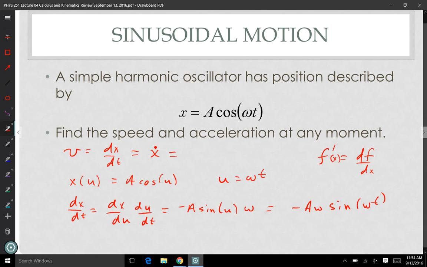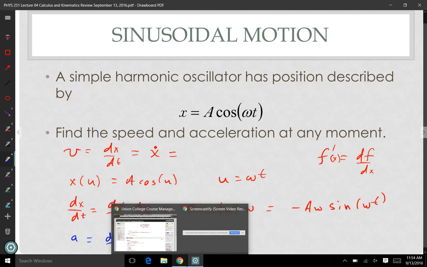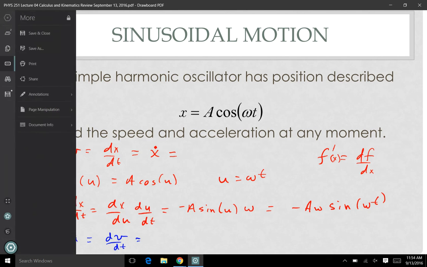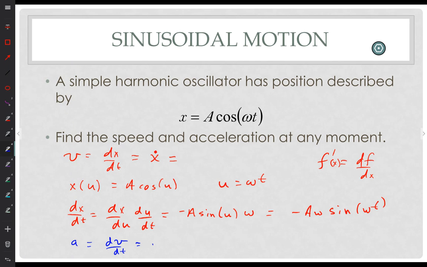So there's my speed as a function of time. And to find the acceleration, a is dv/dt. What's the derivative of sine omega t? Cosine. And then we have to bring out the omega from the chain rule. Notice it's cosine, not minus cosine. I should have more space on the screen. I just noticed now. Fixed it. So that's minus A omega times another omega, omega squared, cosine of omega t.